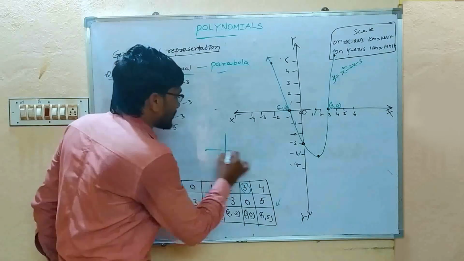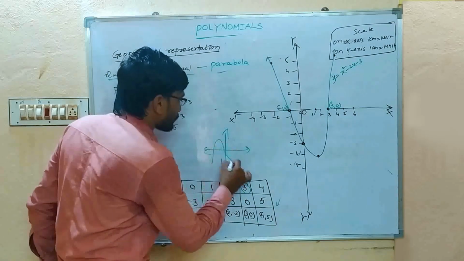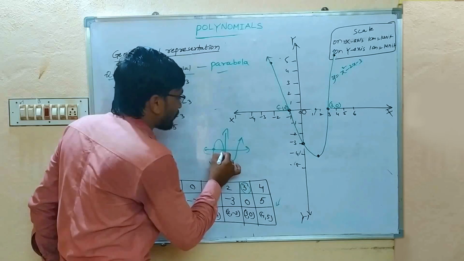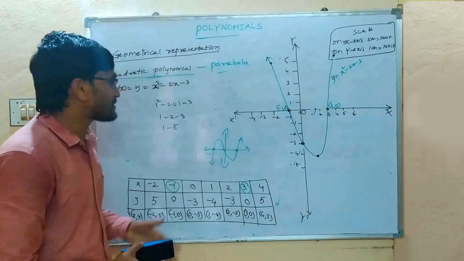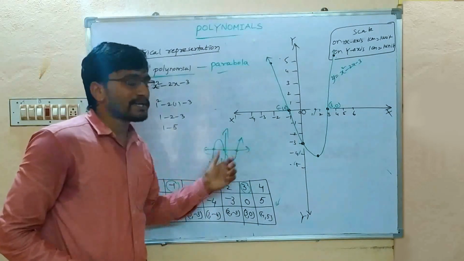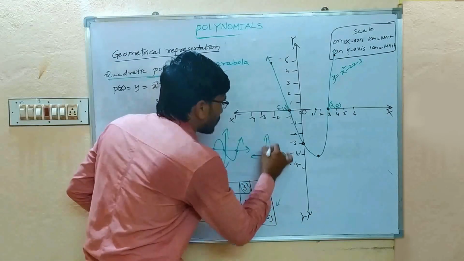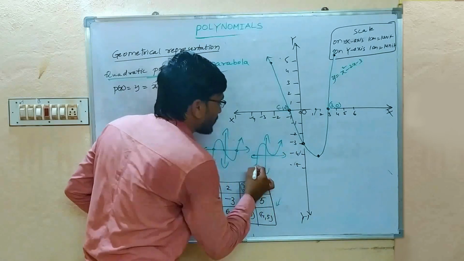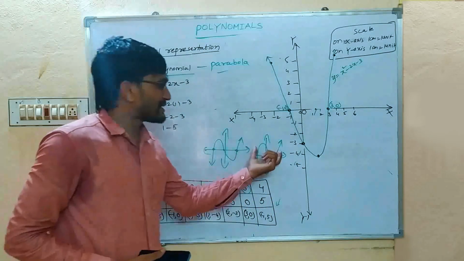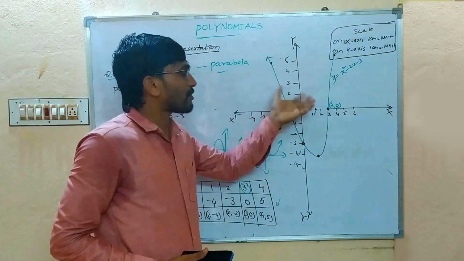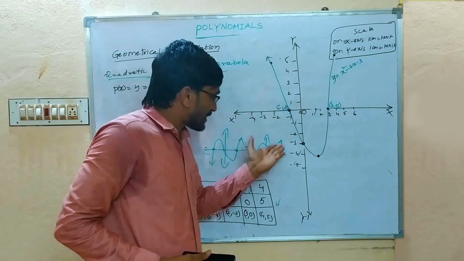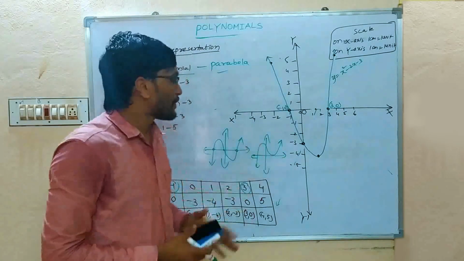So if you see, this is a graph of a cubic polynomial because it intersects the x-axis at 3 distinct points. So that is the graph of a cubic polynomial. It is also a graph of a cubic polynomial because it is not a linear polynomial, it is not a quadratic polynomial. Hence we have a shape like this, so that it is the graph of a cubic polynomial.